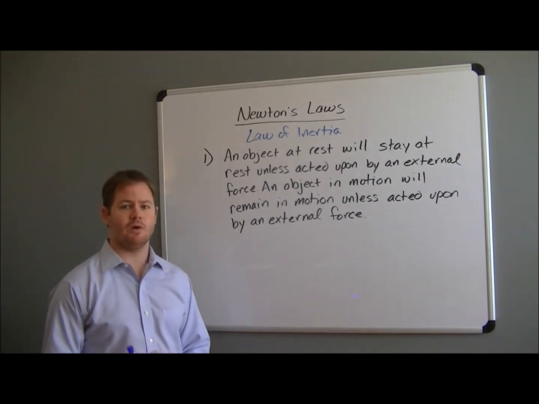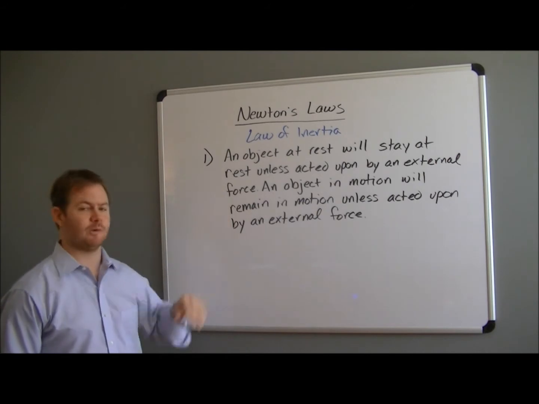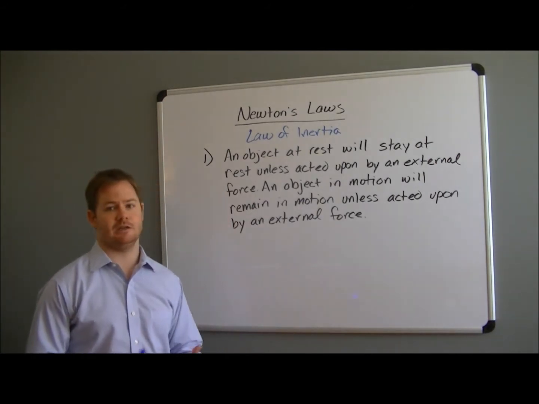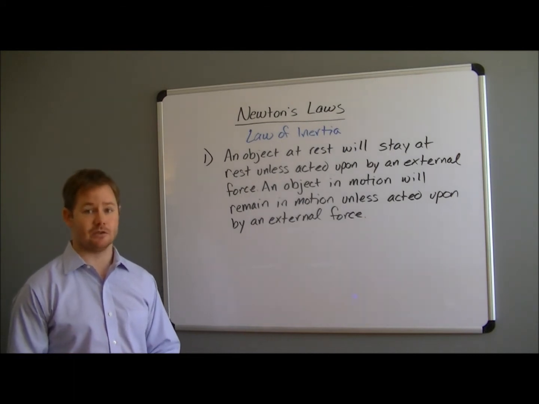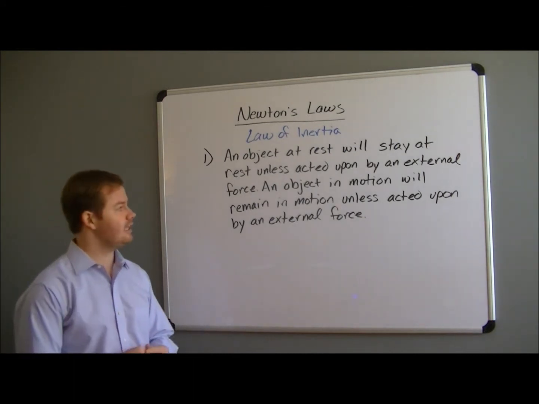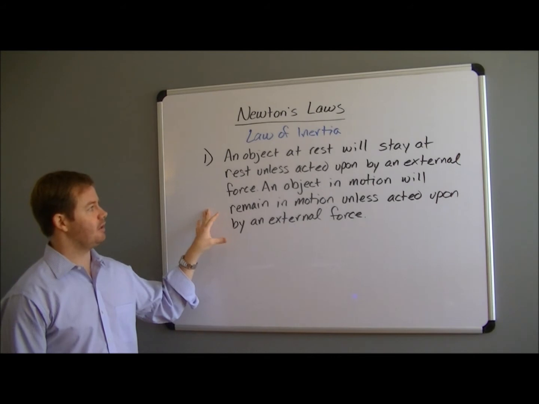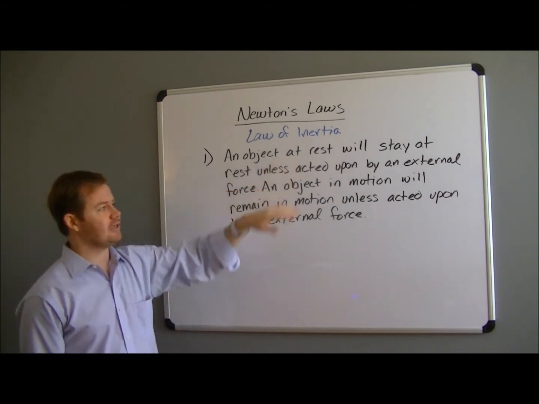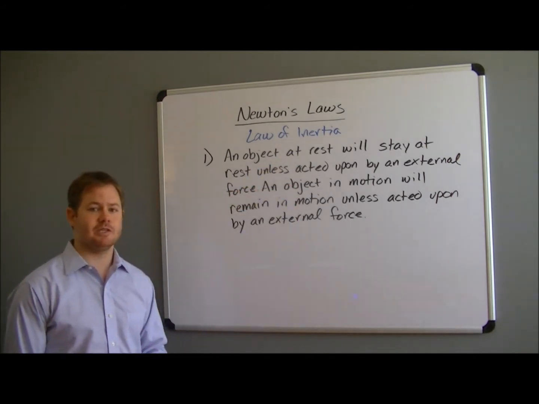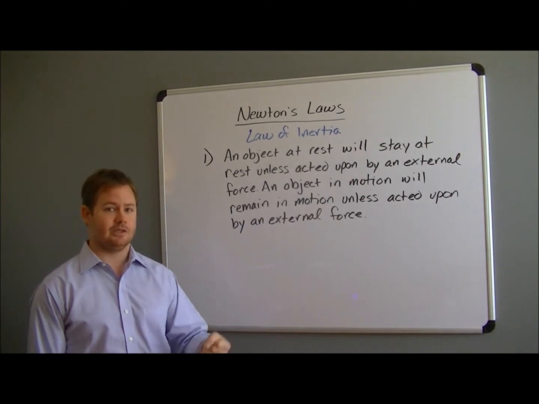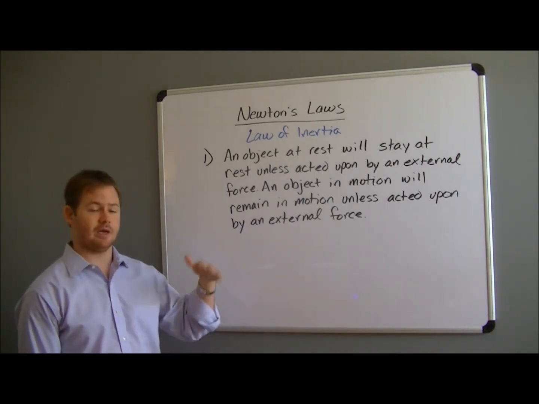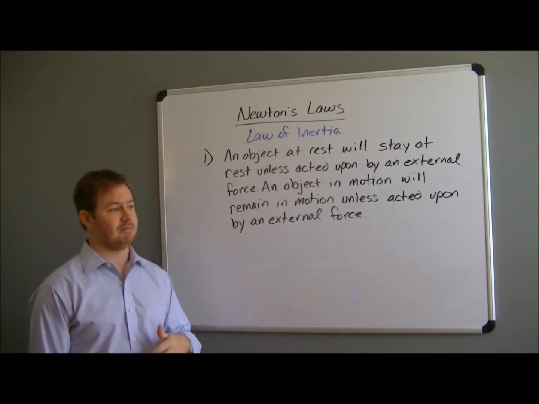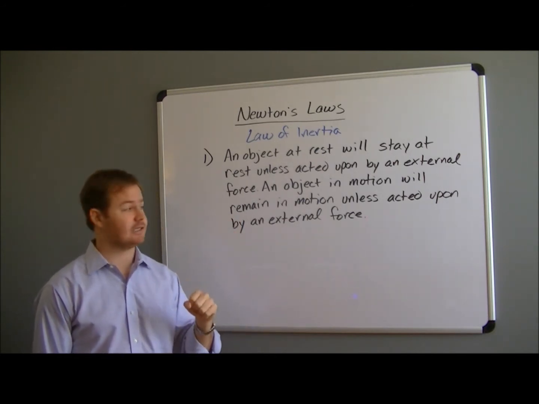So let's talk through what this actually means, because I know sometimes when we read a law like this in a physics book, it can have that sciencey feel to it where it sounds a little intimidating. So let's talk about some everyday examples in which this law applies. When we talk about an object at rest, that just means an object sitting still. The object is not moving in any direction. So it's not moving up, down, left, right. It's not accelerating, it's just remaining still.